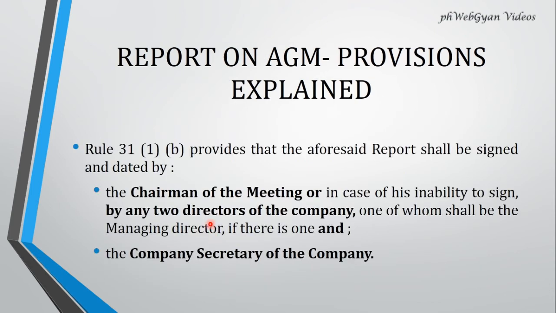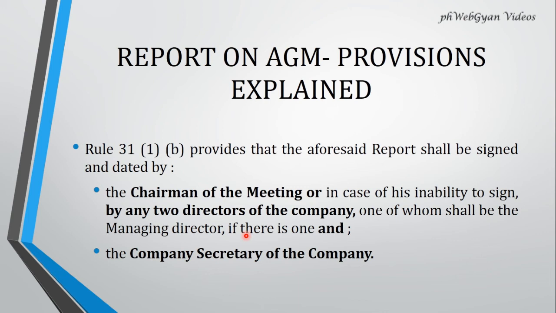who shall sign this report? The question arises. Now, Rule 31, Sub-Rule 1, Clause B provides the signing of this report. The signing and dating has to be done by the chairman of the meeting, or in case of his inability, like suppose he is not able to sign that report, by any two directors of the meeting, one of whom shall be the MD if there is one.